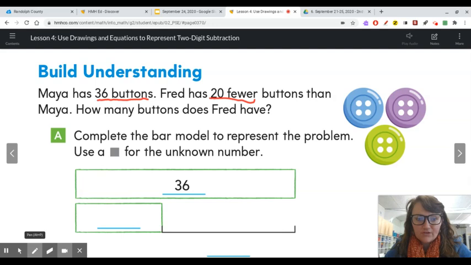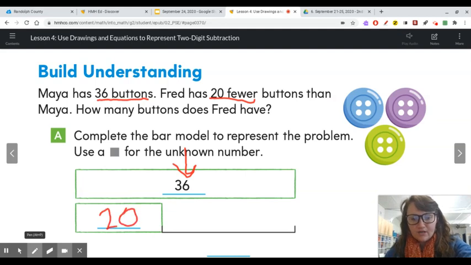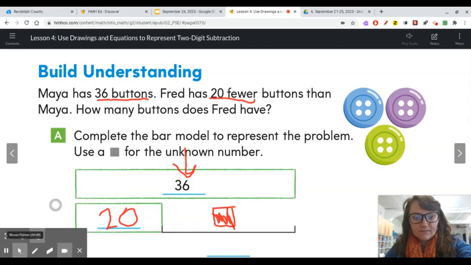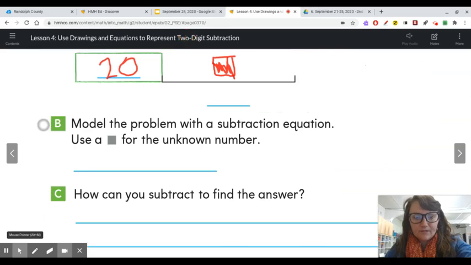Okay, first of all, we already have our total. Maya has 36, and they've already written it right here. So now it says Fred has 20 fewer buttons. What does fewer usually mean? Usually means subtraction. Okay, so you're going to put 20 in here. So now you are missing a number. That's your missing number. Yeah, I tried to make it look like the gray box. It didn't work. All right, so now go down here.